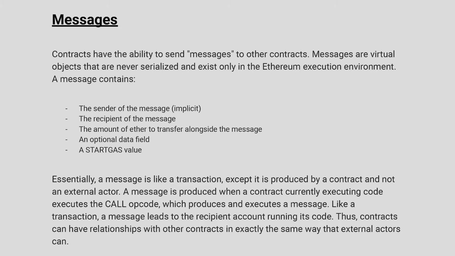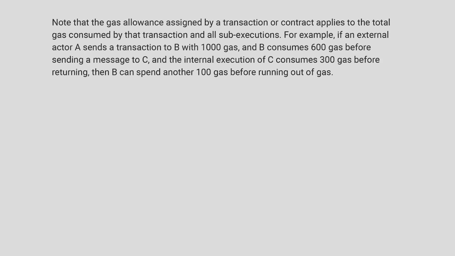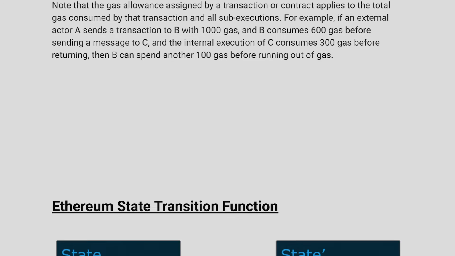Like a transaction, a message leads to the recipient account running its code. Thus, contracts can have relationships with other contracts in exactly the same way that external actors can. Note that the gas allowance assigned by a transaction or contract applies to the total gas consumed by that transaction and all sub-executions. For example, if an external actor A sends a transaction to B with 1000 gas, and B consumes 600 gas before sending a message to C, and the internal execution of C consumes 300 gas before returning, then B can spend another 100 gas before running out of gas.